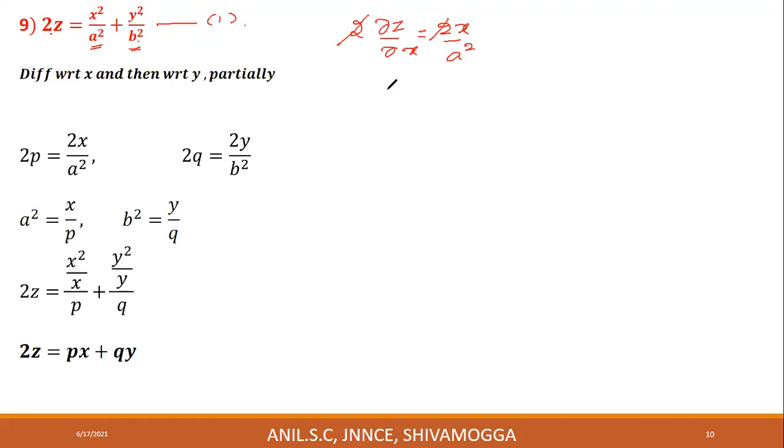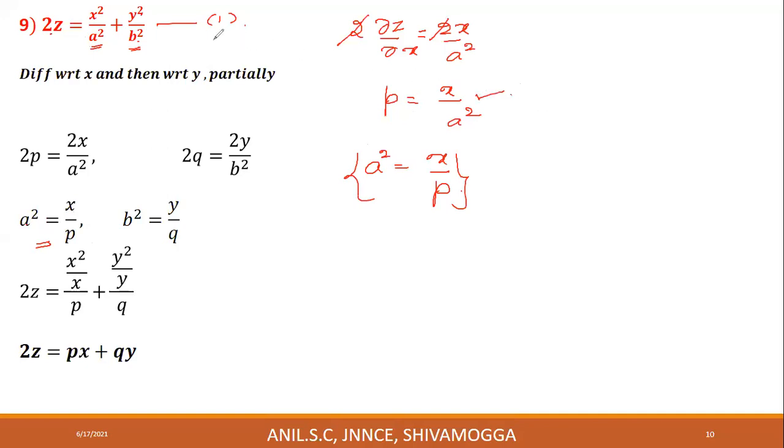And del z by del x is denoted by p. P is equal to x divided by a square. Or this can be written as a square is equal to x divided by p. That's what I have written here. I can directly substitute here, no problem. This is not required actually. P is equal to x divided by a square. We keep this result as it is.